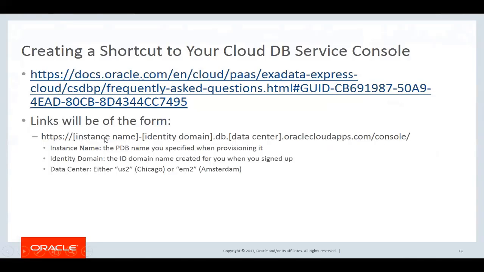And it's got the instance name, so this is the name you entered when you created the instance. Maybe you called it demo or sample or dev or test or prod, but whatever you call it, this is your instance name, the name of your cloud PDB. Then hyphen, identity domain, and then DB, and then your data center. This will be either US2 or EM2, depending on whether your instance is running in Chicago or Amsterdam. You'll know that as well. It'll be visible not only in the URL, I believe it's in the welcome email too. So enter that, and then oraclecloudapps.com/console.